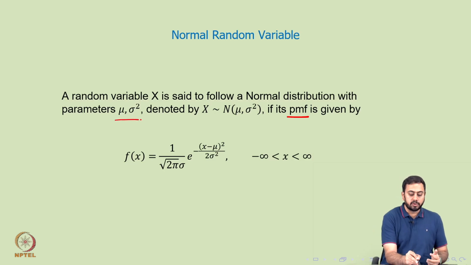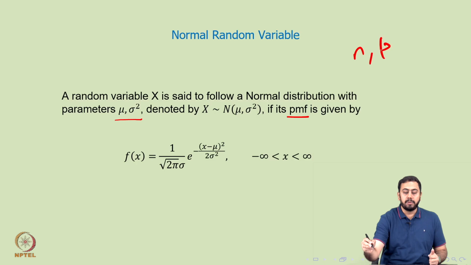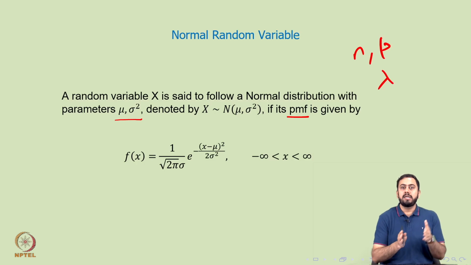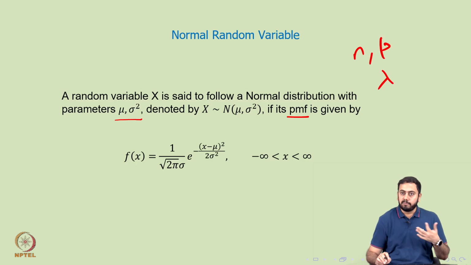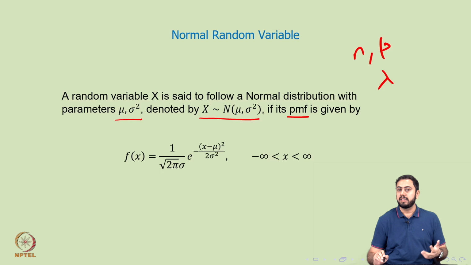A random variable X is said to follow a normal distribution with two parameters, mu and sigma square. Remember that any distribution contains certain parameters. For example, binomial contains two parameters, n comma p. A Poisson distribution contains a single parameter, lambda, etc. The moment you talk about any distribution, be it discrete or continuous, it should contain one or more parameters. Here the normal distribution contains two parameters, mu and sigma square, and this is statistical notation: we say that X follows a normal distribution with parameters mu comma sigma square.